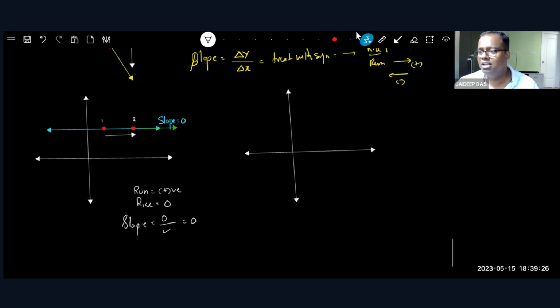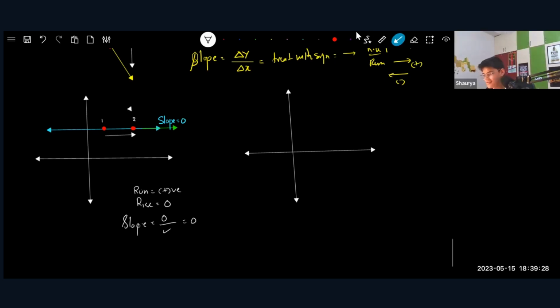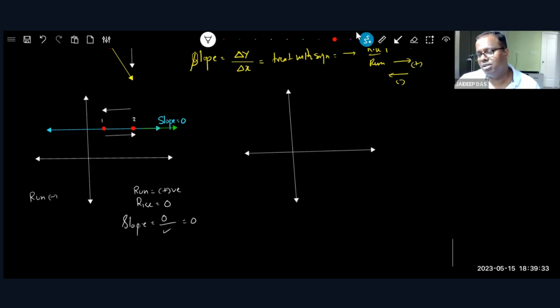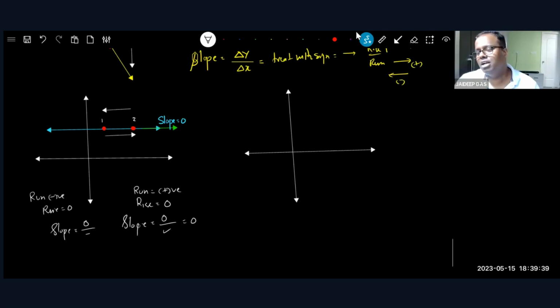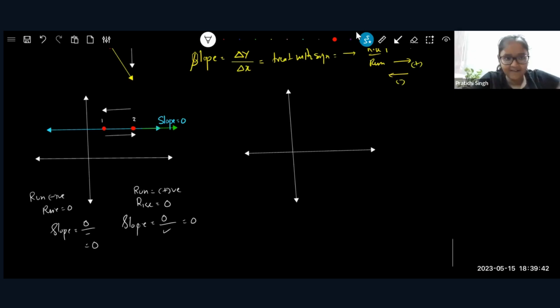अच्छा 2 से 1 करके देखें. चलो 2 से 1 चलते हैं. 2 से 1 किया तो रन कैसा आया? Run is negative. What about rise? Rise is still 0. And what is slope? Slope is 0 by negative. Again, 0.